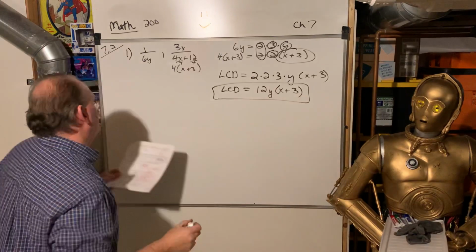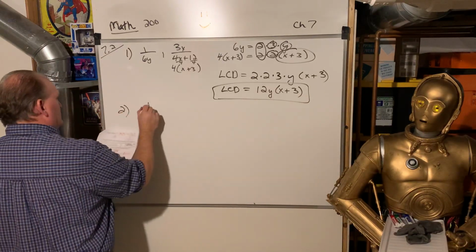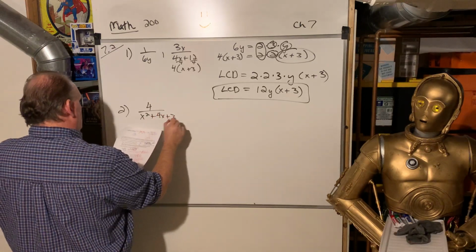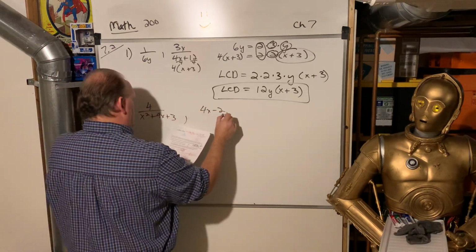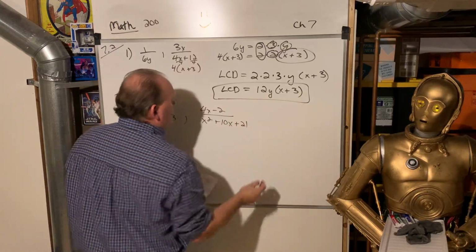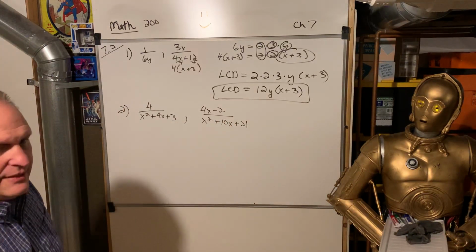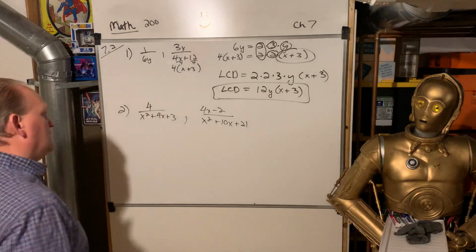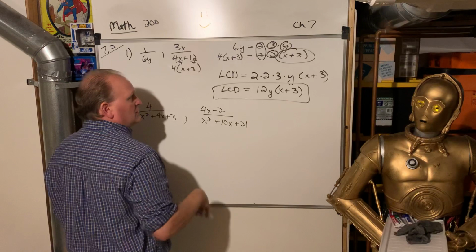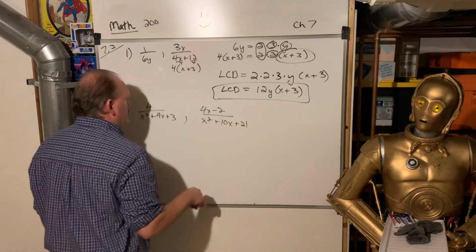All right. Well, let's take a look at 2. 4 over x squared plus 4x plus 3, and 4x minus 2 over x squared plus 10x plus 21. Again, we're not adding these or subtracting them. We're just finding LCDs. So you can kind of ignore the numerators on these. We don't need to work those at all. We're only focused on the denominators.